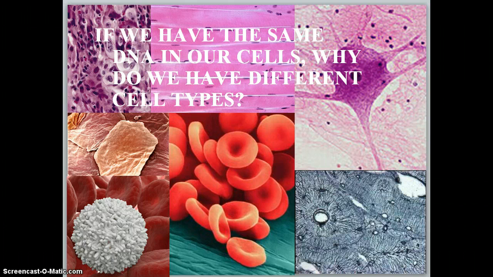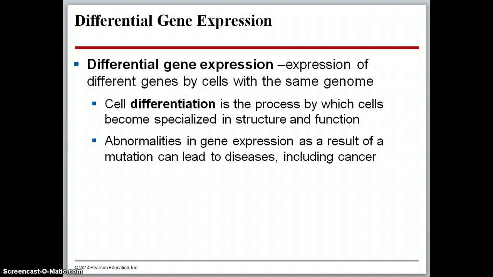So what we're going to be talking about today is the regulation of gene expression. We have differential gene expression in all the different cells of our body. This means that at some point during our development, cell differentiation took place. This is the process by which cells become specialized in structure and function. We're going to do a little bit more with this next time we meet. Any abnormalities in gene expression are usually a result of a mutation. You just watched a video on mutations, and these mutations can lead to different diseases, possibly such as cancer.